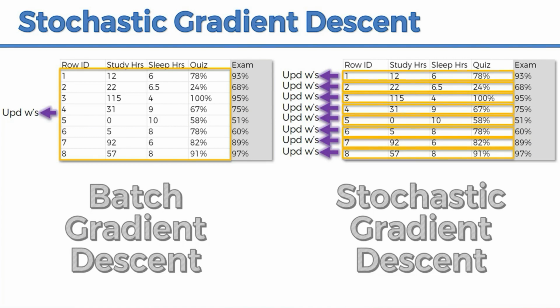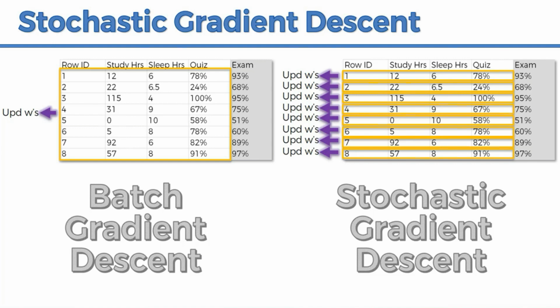Also, there's a method in between the two called the mini batch gradient descent method, where you combine the two. Rather than running a whole batch or running one row at a time, you run batches of rows, maybe 5, 10, 100, however many rows you decide to set. You run that number of rows at a time, then you update your weights, then you update your weights, and so on. That's called the mini batch gradient descent method.